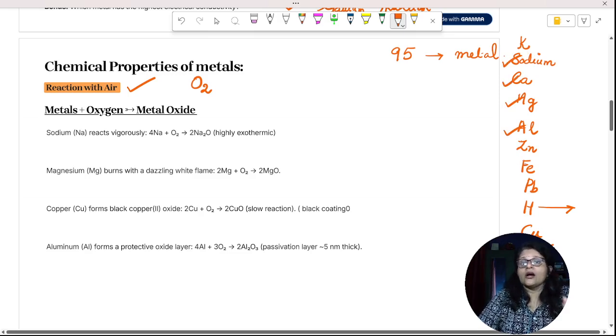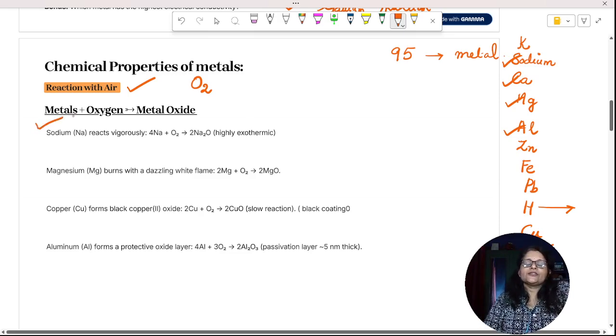Remember that there are 95 metals. We are not going to learn about all of them. We are going to learn about certain elements, and then we will be comparing. The other metals that we are not studying will mostly have the characteristics of the metals that we are studying.